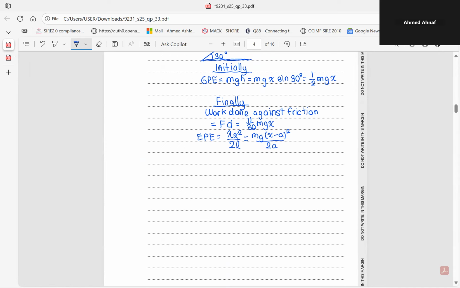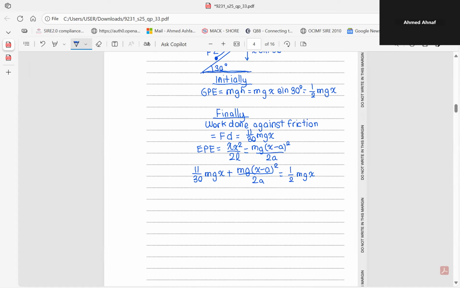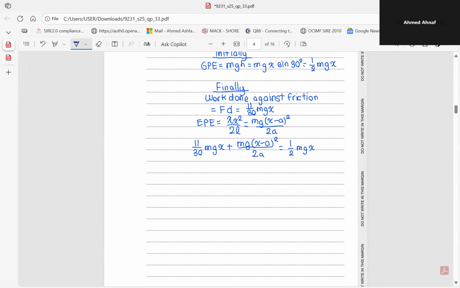Now we can finally equate these. So let's add up all the final energies: 11 over 30 mgx plus mg(x minus a) squared over 2a. We're using conservation of energy here, where the total initial energy is equal to the total final energy. No energy is lost. So this is the final equation. Let's try to factor out some common terms.